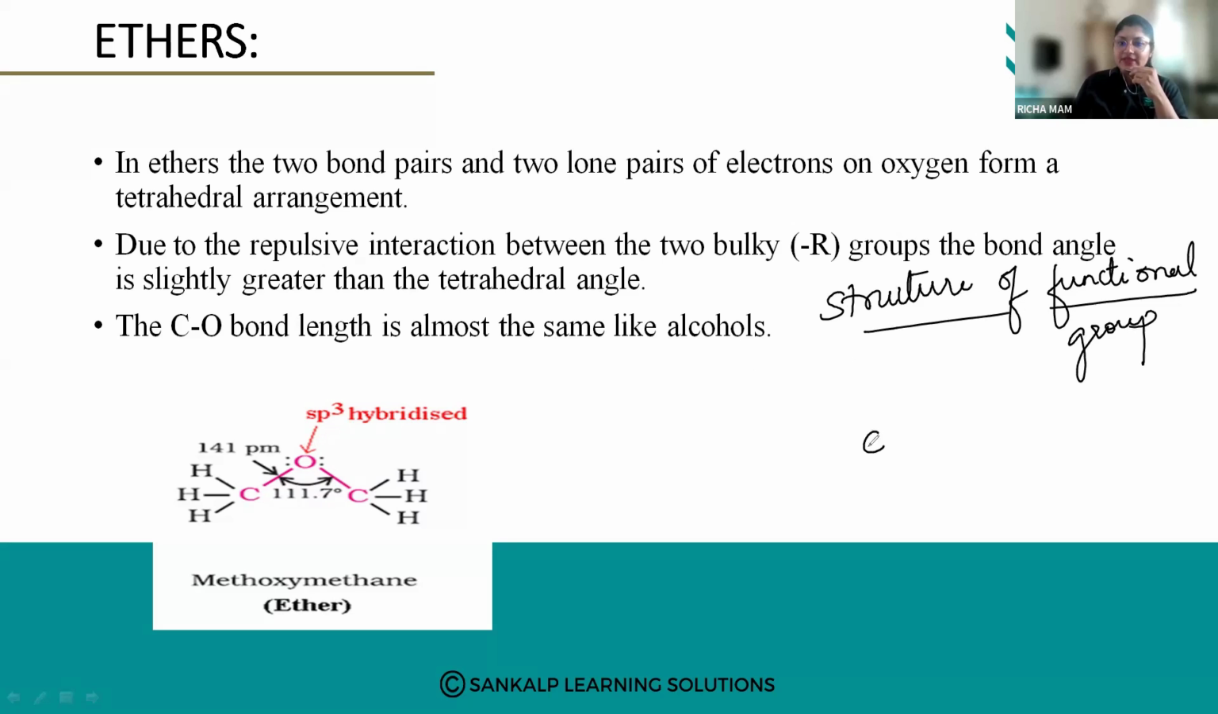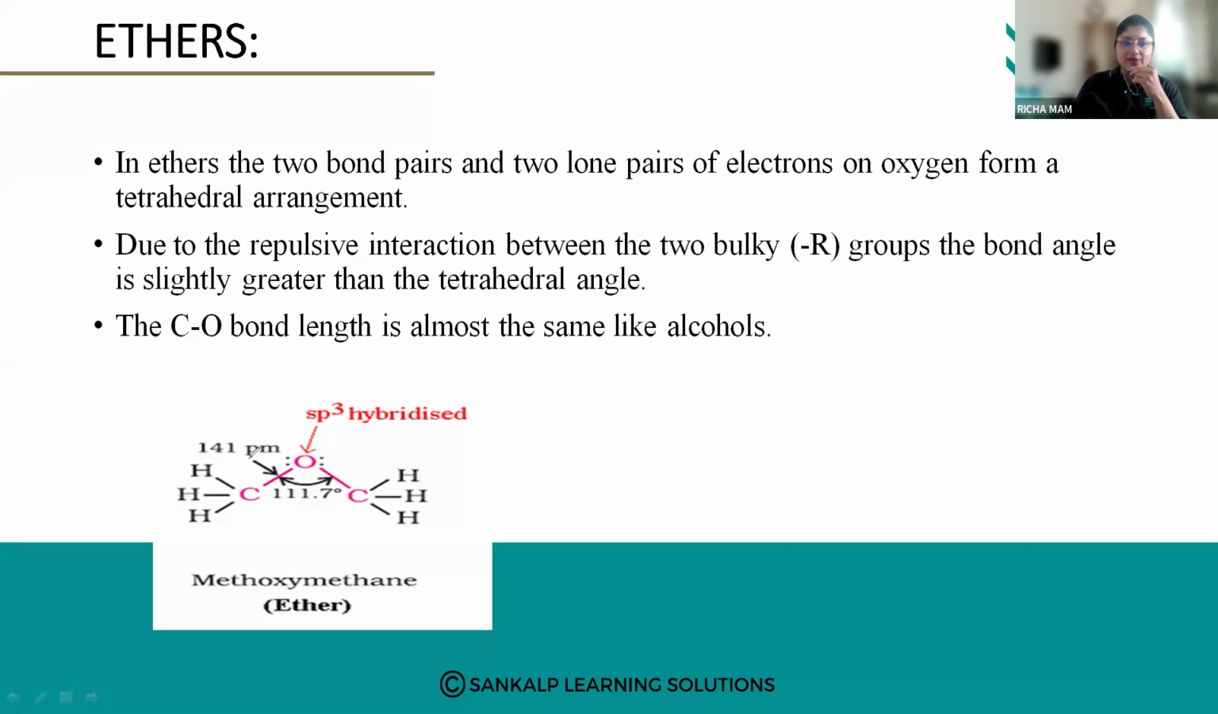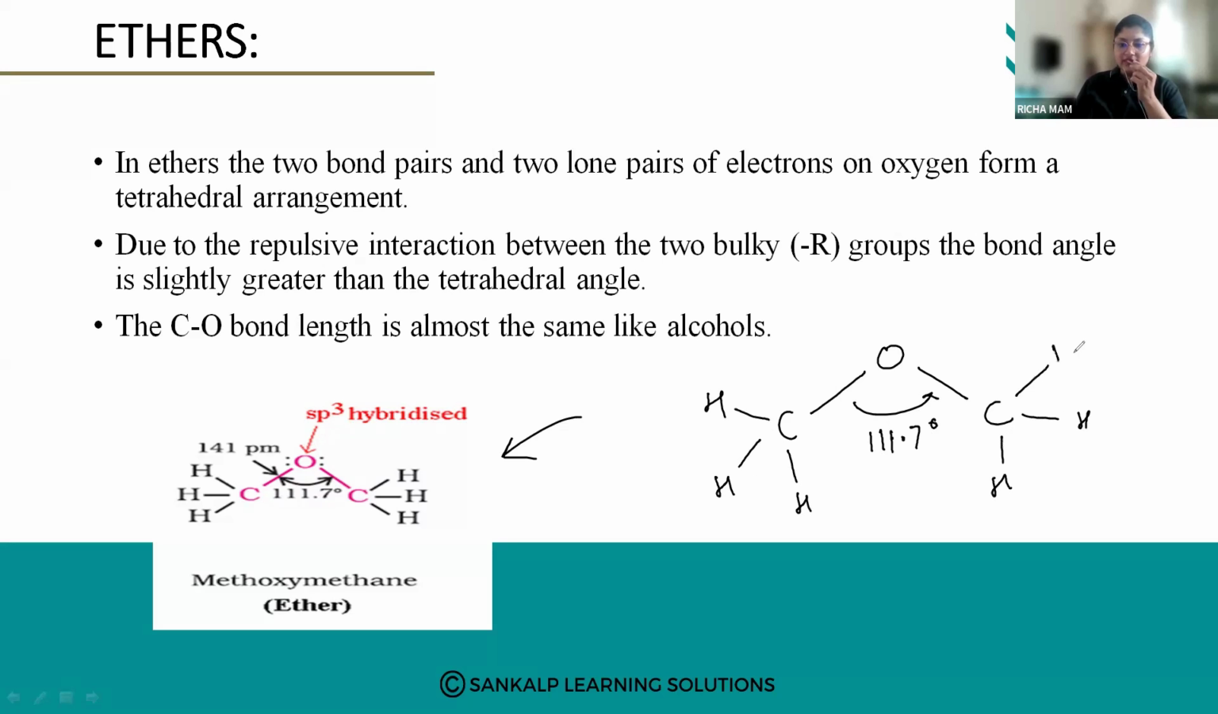Here you can see the structure, it is given. Here you can see that the bond angle made between C-O-C is how much? It is 111.7 degrees. This is the bond angle made between the carbon, oxygen and carbon bonds. So this is the structure of your ether.